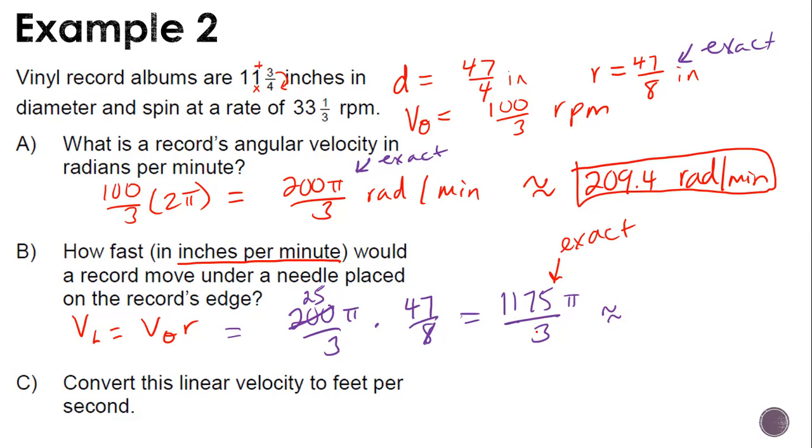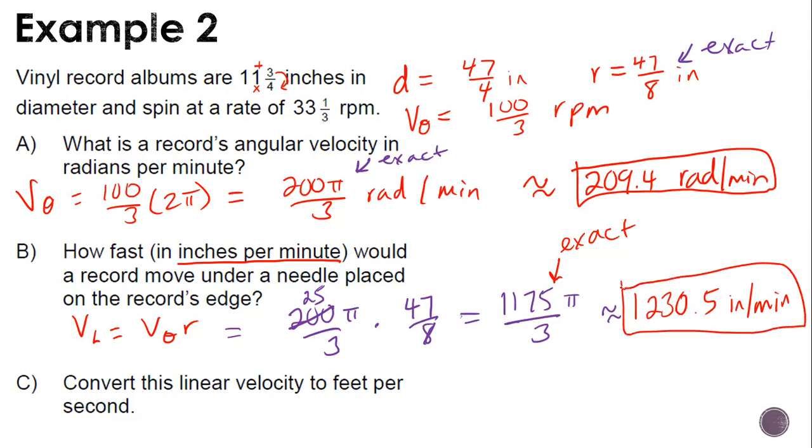And now we're going to find the approximate. To find the approximate value of our linear velocity, and I'm sorry, I didn't label this, this was our angular velocity, we're going to plug that in the calculator as it is. So we're doing 1,175 times pi divided by 3. And we get about 1,230.5 inches per minute.